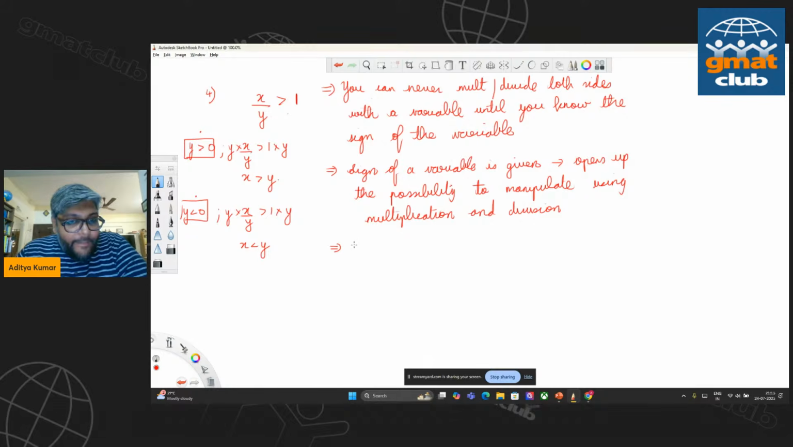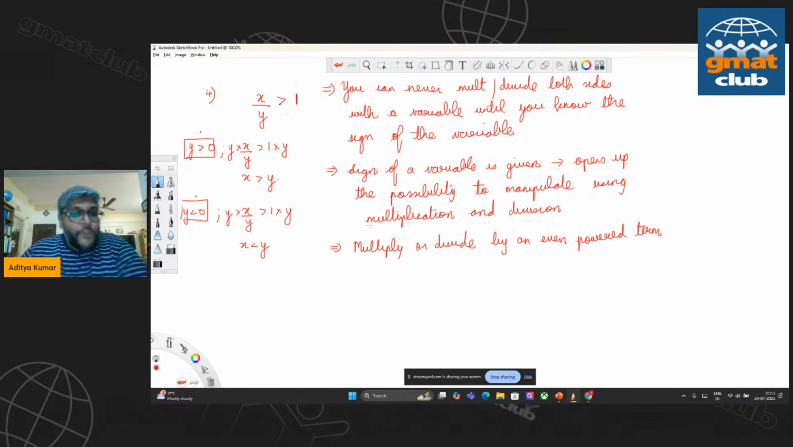Another add-on. Can you multiply or divide both sides of an inequality by an even powered term? Can all of you type in the chat window? Is it possible for me to multiply or divide both sides using an even powered term, something like x square or x to the power of 4? Would that be possible? Yes, it is positive. Yes, okay.